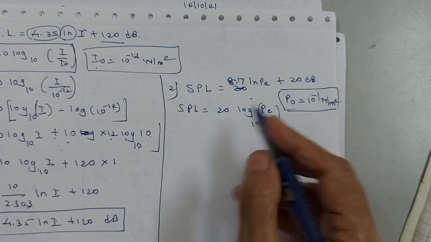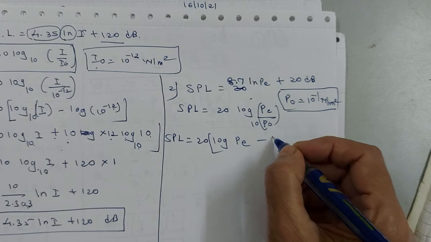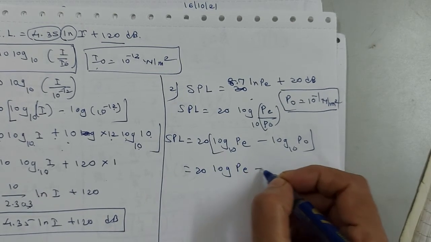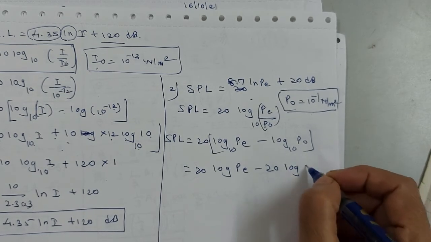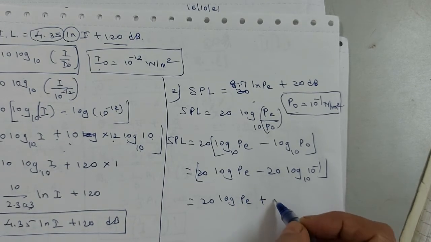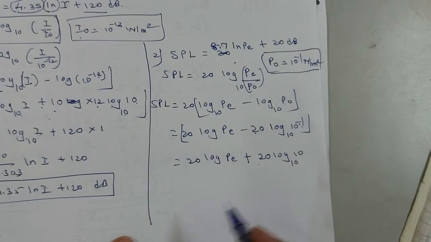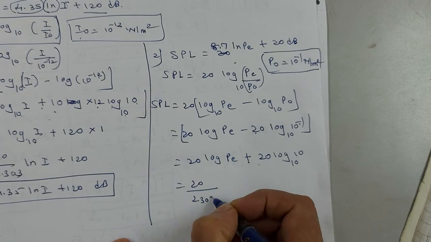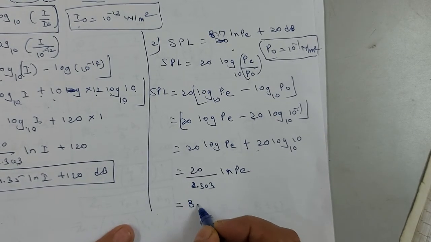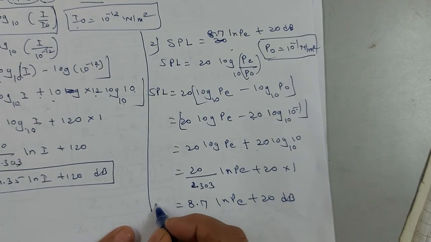Fine. Now, same logic as I used here. So I will say SPL is equal to 20 log PE minus log P0. First do that. So 20 log PE minus 20 log 10 to the power minus 1. Fine. So this will give me 20 log PE plus 20 log 10 to the base 10. This minus 1 will come over here, will become plus 20 into 1 is 20. Same thing. Now here also divide by 2.303 ln PE, because I need the value of ln and not log. If you do that, I'll get 8.7. So 8.7 ln PE plus 20 dB. This is my expression for SPL.